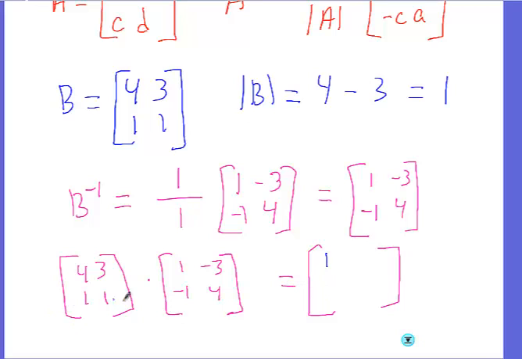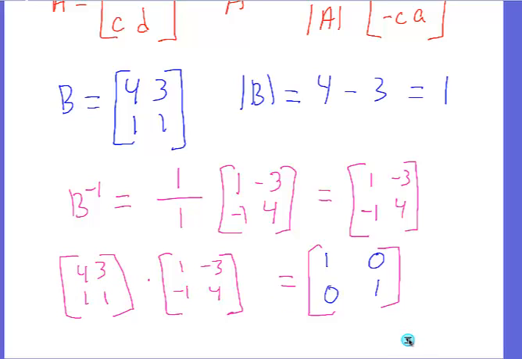Down here, we're going to do row 2, column 1. 1 times 1 is 1, plus 1 times negative 1 is 0. 4 times negative 3 is negative 12, plus 3 times 4, negative 12 plus positive 12 is 0. And then row 2, column 2, 1 times negative 3 is negative 3, 1 times 4 is 4, negative 3 plus 4 is just 1. So therefore, we can see that right off the bat, these actually, in fact, are the original matrix and the inverse, because when you multiply them, you get the identity matrix.